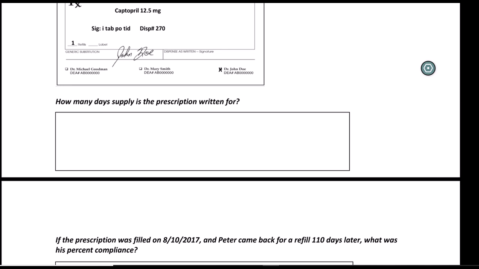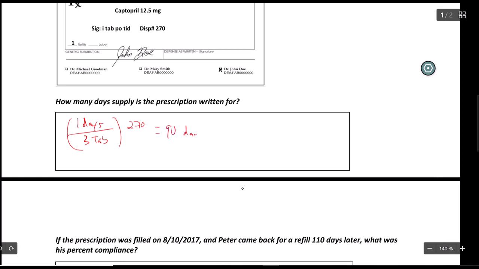We should be able to set up a proportion, or some people can do it right off the top of their head, but if you wanted to say that in one day, right? So day supply. So in one day, they're going to take 3 tablets. And if they're getting 270 tablets, right, you would say that this is 90 days. Or you can simply just take 270 divided by 3, right? That's what we're doing. So it's a 90-day supply.